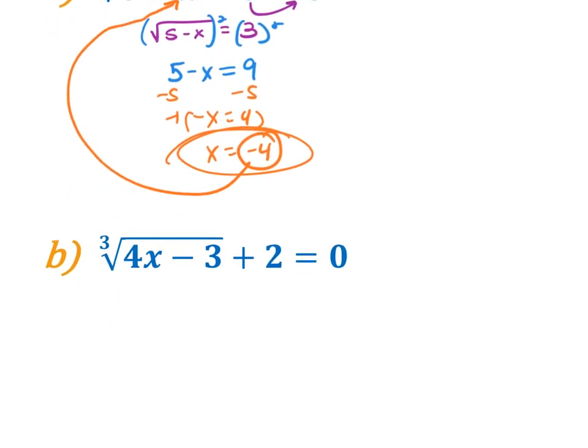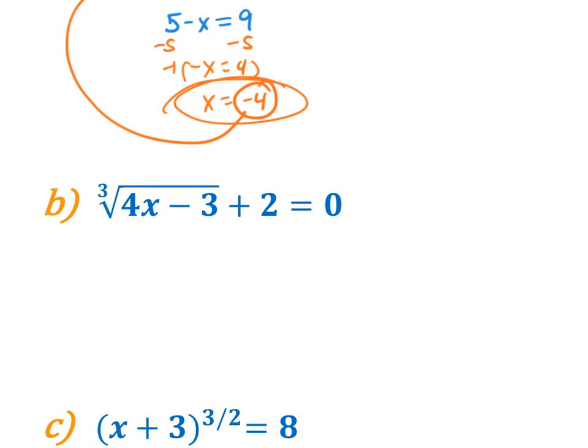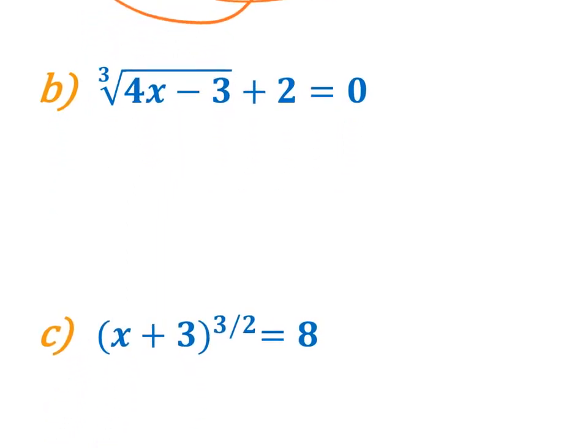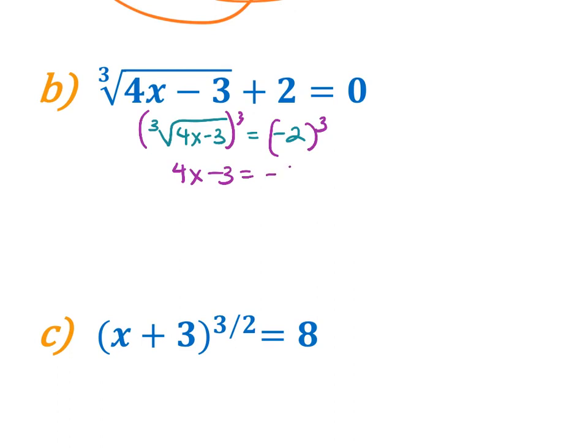If I go to B, again, first thing I want to do is get that, this time cube root, on the side by itself. So I'm going to leave the cube root of 4x minus 3 equals, and I'm going to bump the negative 2 to the other side. Now I'm going to cube both sides of the equation. Cube of the cube root leaves me just what's underneath. Negative 2 times negative 2 times negative 2 is negative 8. Add the 3. And divide by 4.